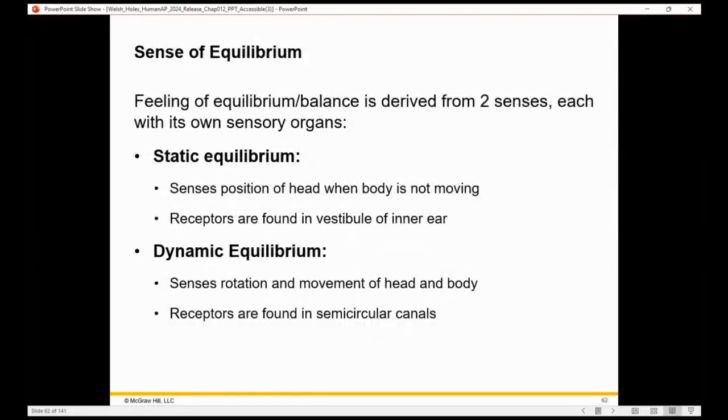Okay, equilibrium. The feeling of equilibrium, or balance, is derived from two senses, each with its own sensory organs. Static equilibrium senses the position of the head when the body is not moving. The receptors are found in the vestibule of the inner ear. And dynamic equilibrium senses rotation and movement of the head and body. Receptors are found in the semicircular canals.